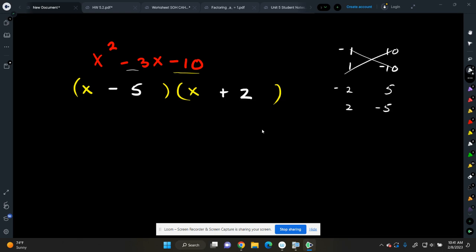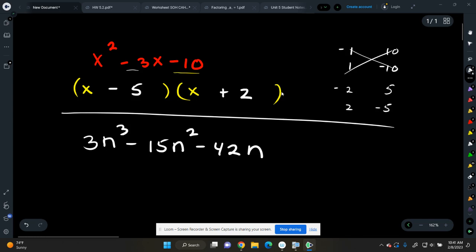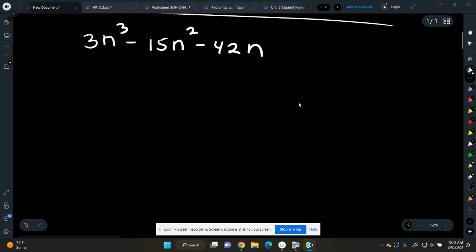Okay, let's try another one. Let's try 3n to the third minus 15n squared minus 42n. Always look for the greatest common factor first. Can I take anything out of all three of these numbers? You take a 3 out. Anything else? Oh, n. I can take an n out.